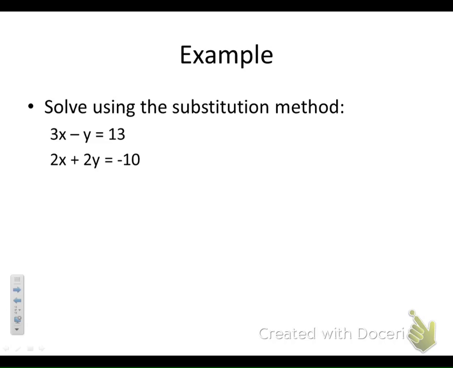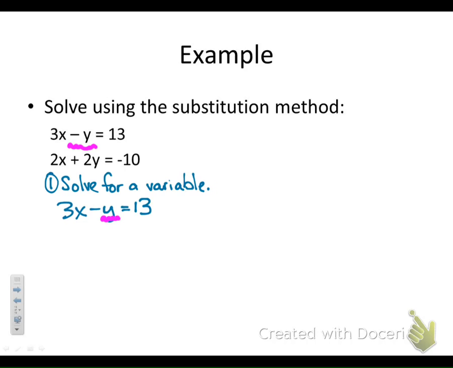First example, let's go over the substitution method. We're going to solve this system using the substitution method. 3x minus y equals 13. 2x plus 2y equals negative 10. Substitution means we are going to find what one of these variables equals and substitute its expression into the other equation. And in this case, that variable, I'm going to say in the first equation, will be for y.